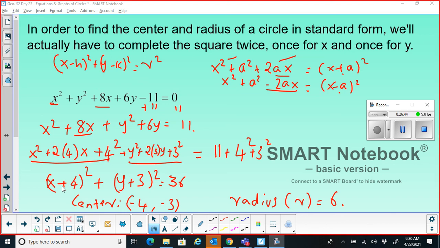Further simplifying, this is in the form x square plus 2ax plus a square. I can write it as a plus b whole square, which is x plus 4 whole square here, and this is also in the same form, so I can write it as y plus 3 whole square, and simplifying the right side I get 36. And now we have the center as negative 4 comma negative 3 and radius is 6. Okay, I hope this is clear.